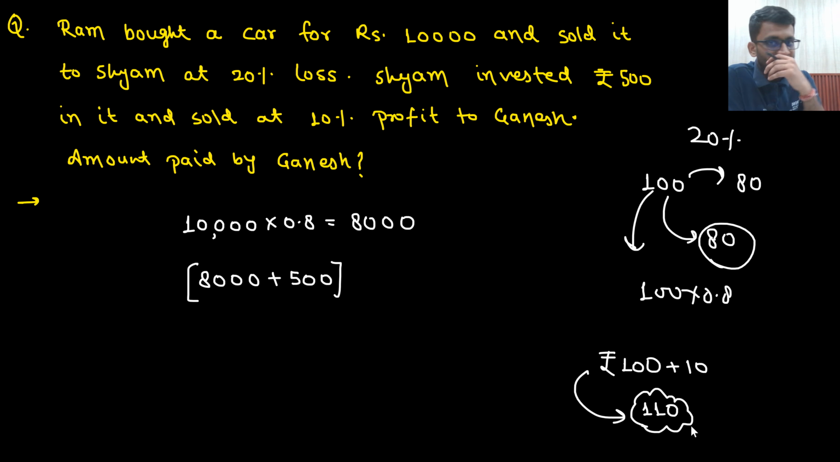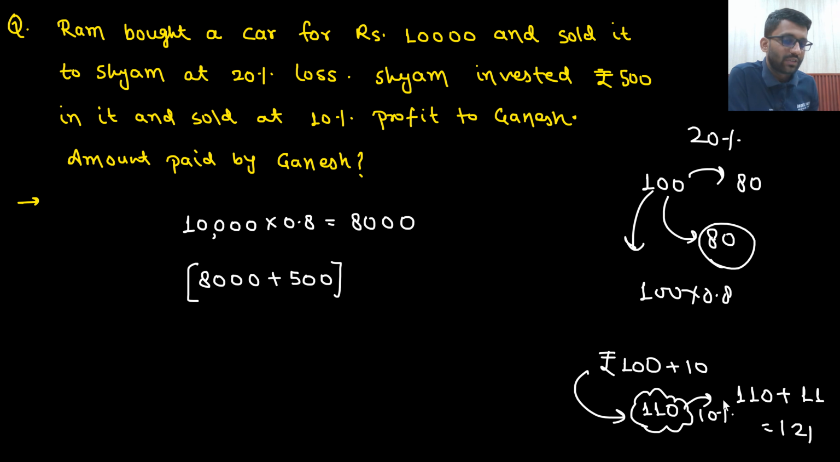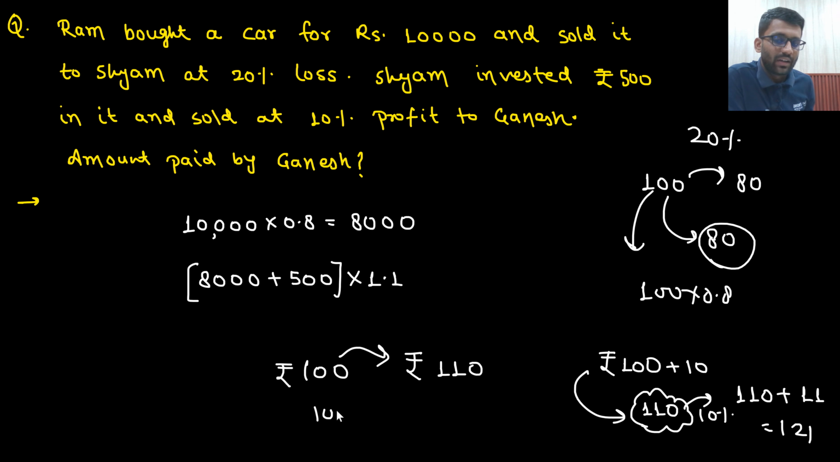Now I am selling it at 10% profit. That means I will take 10% of this one. 10% of this is 11. So I am selling at 110 plus 11, 121. So 10% of this means I am multiplying the price by 1.1. Just like, if I purchased it for 100 rupees and I am selling at 10% more, that means I am selling at 110 rupees. So 100 into 1.1, right? Similarly 1.1.